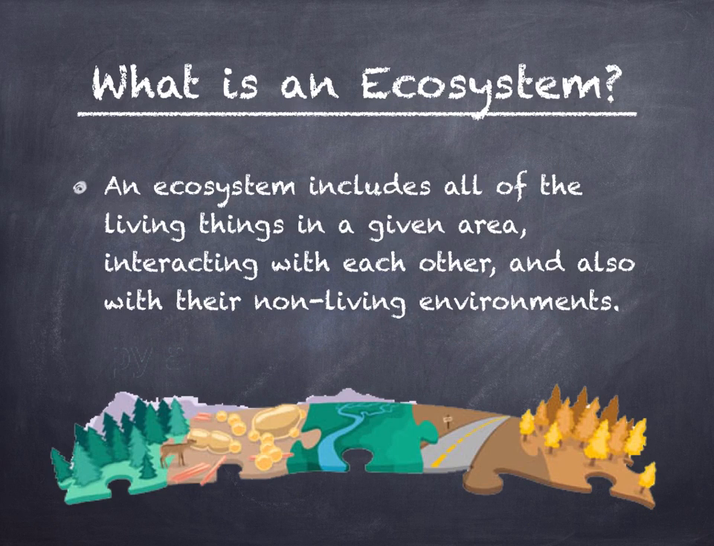Well, the definition of an ecosystem is: an ecosystem includes all of the living things in a given area, interacting with each other and also with their non-living environments. It's a pretty big definition with some pretty big and interesting words. So what we're going to do is take it apart piece by piece.